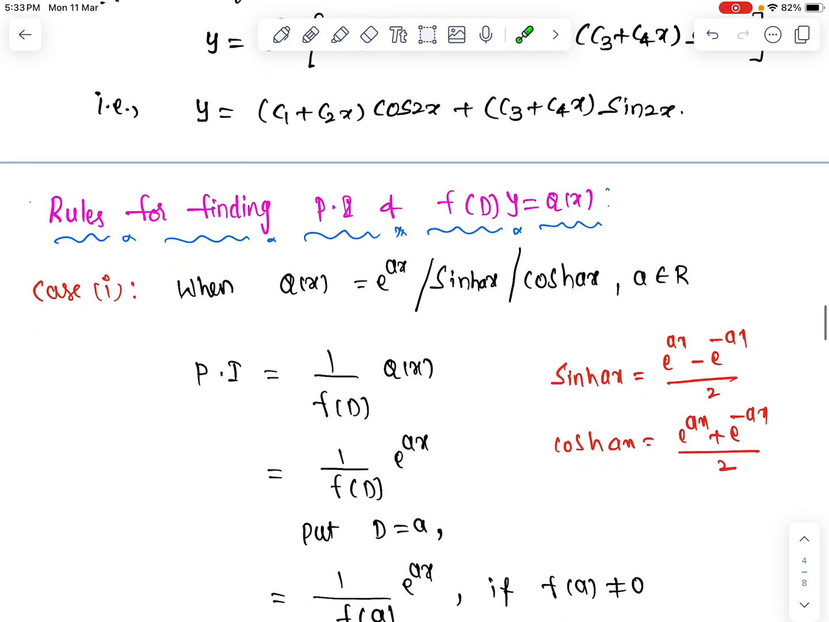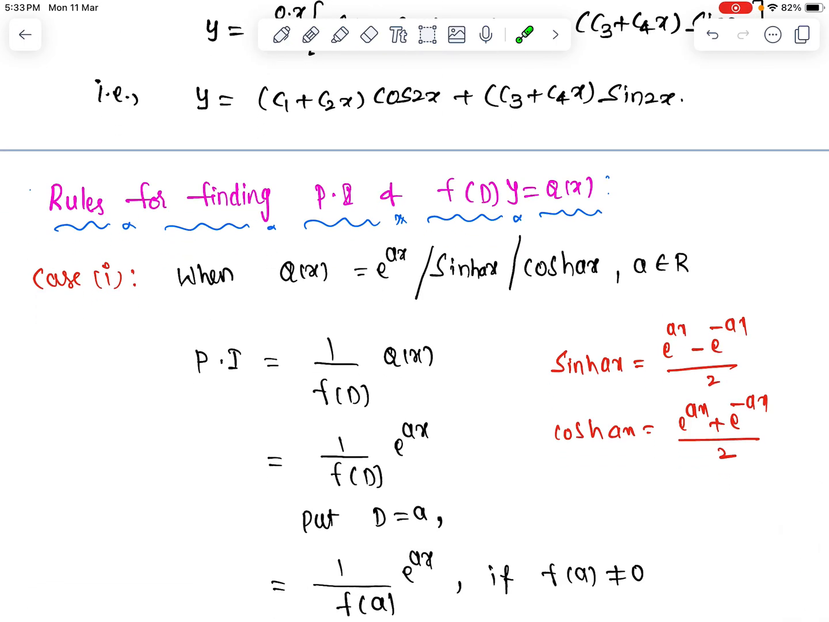Rules for finding particular integral. Rules for finding particular integral, in that the first method is e power ax. Here e power ax method only. Here sin hax or cos hax means, for sin hax and cos hax also we should write the exponential formula.